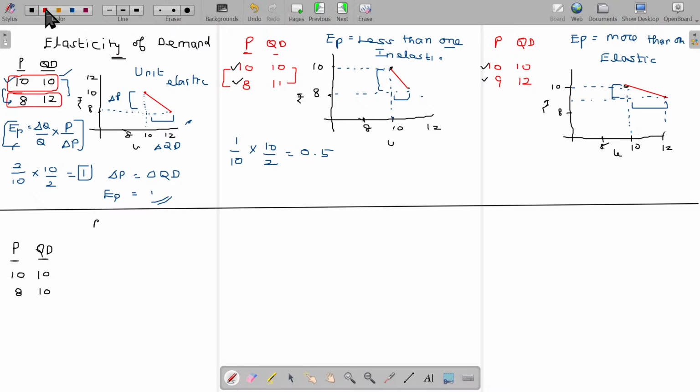Then here also I can finish up the diagram with this calculation. So the change in quantity being 2 divided by existing quantity 10, into existing price 10 by change in price being 1, the answer being 2. This is more than 1. That's why we can call that more than 1. Is that okay? More than 1. And in this scenario, I will draw that in a diagram. Let's see that.